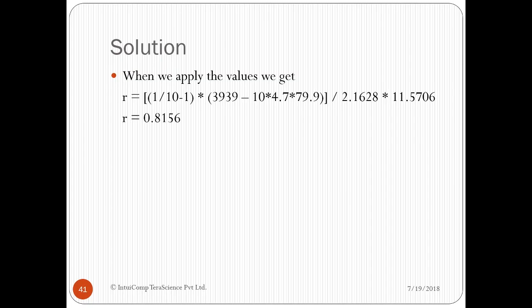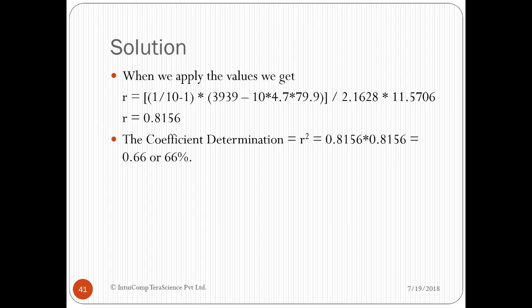When we apply the values, we get the coefficient of correlation equal to 0.8156. To find the strength of association between the two variables, calculate the coefficient of determination by squaring the coefficient to get 0.66, which implies 66%. This will be explained more in the predictive analysis when we discuss the relationship between correlation and regression.